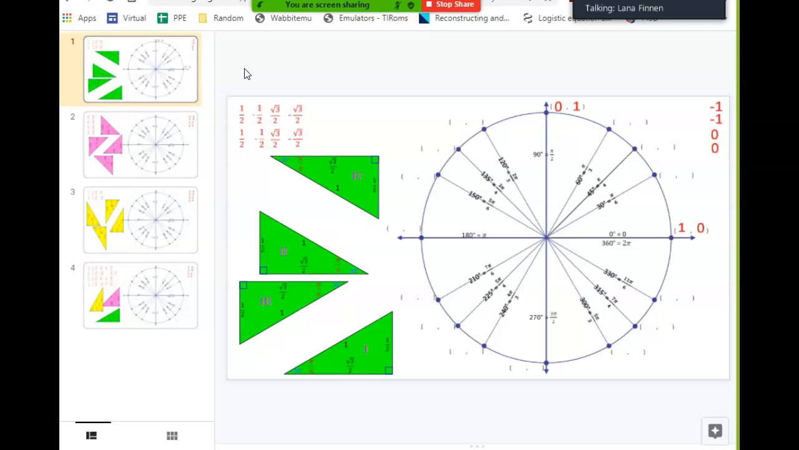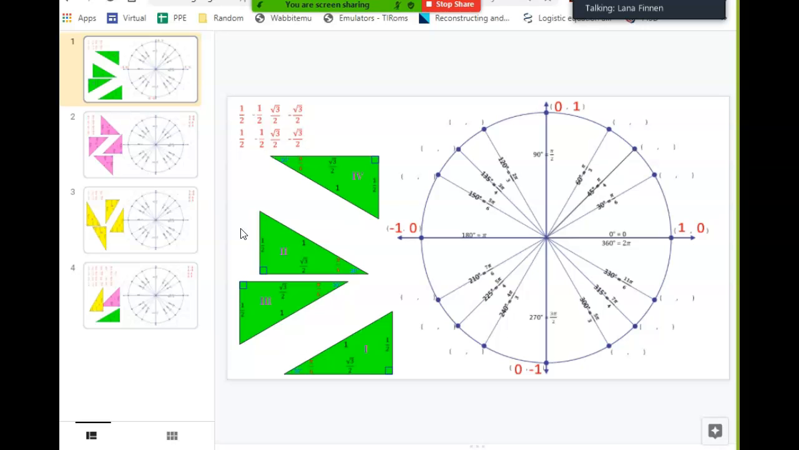Then we're going to move on to pi. What would this ordered pair have to be? Negative 1, 0. Yes. And then we move on to 3 pi halves, and that would have to be 0, negative 1. Everybody with me so far?